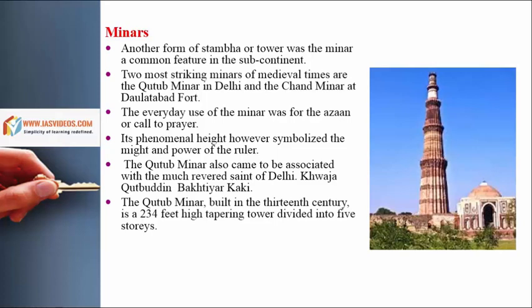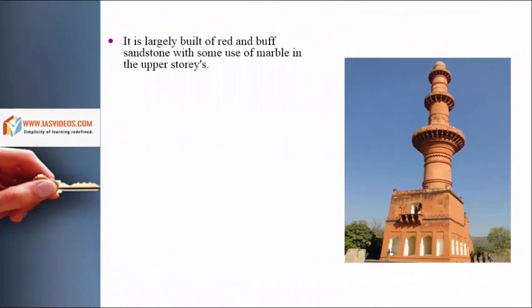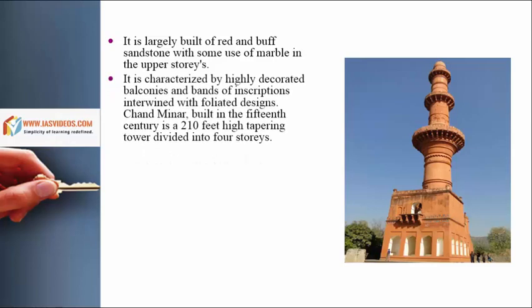The Qutub Minar, built in the 13th century, is a 234 feet high tapering tower divided into 5 stories. The minar is a mix of polygonal and circular shape. It is largely built of red and buff sandstone and some use of marble in the upper stories. It is characterized by highly decorated balconies and bands of inscriptions intertwined with foliated designs.